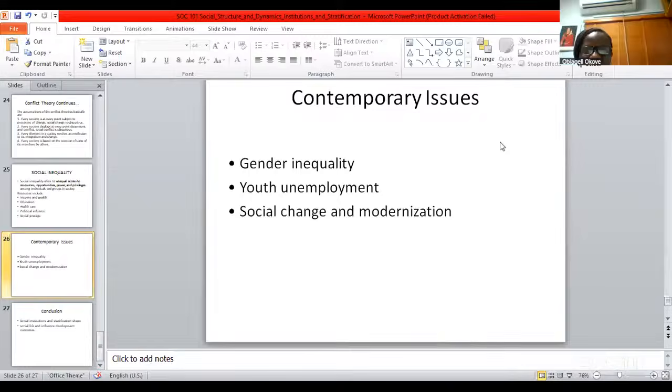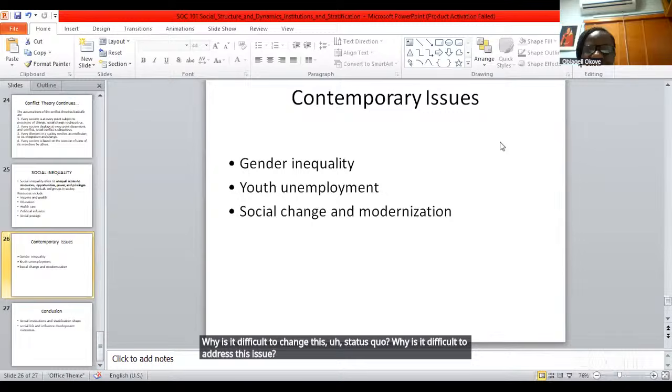Okay. So what do you think are the factors responsible for this? Why is it difficult to change this status quo? Why is it difficult to address this issue?